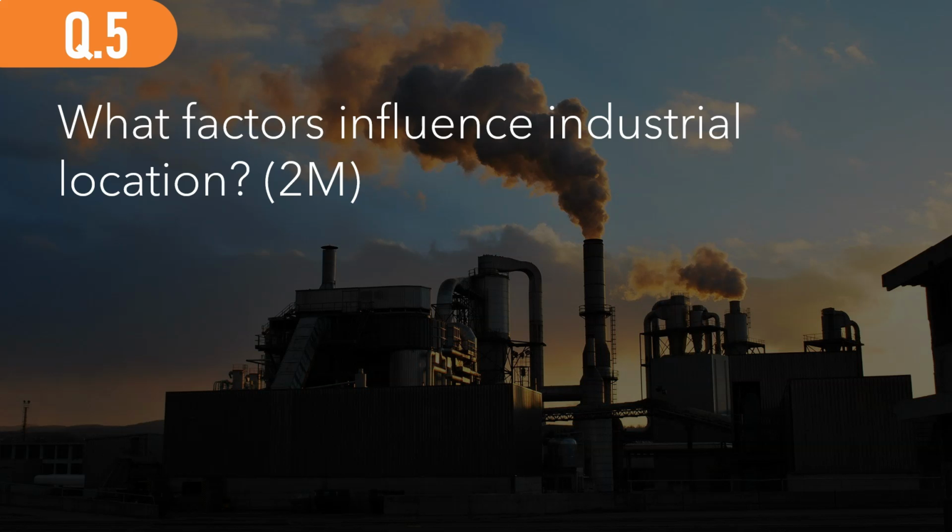Next question, what factors influence industrial location? This is a simple 2-mark question, so we don't have to go into detail, we don't need to dwell on the topic. We can just simply state the factors. So the factors that influence industrial location are land, labor, capital, power, government policies, availability of water, market, and urban centers.